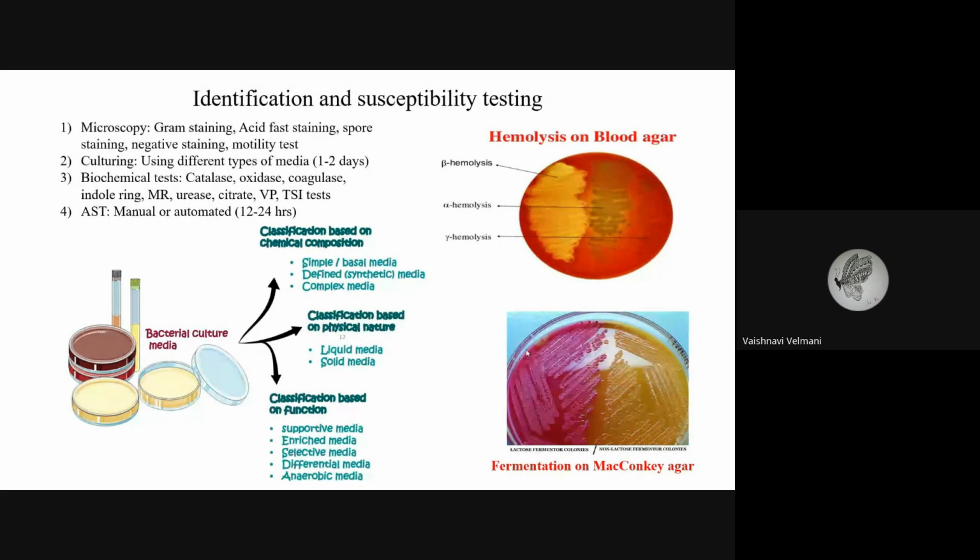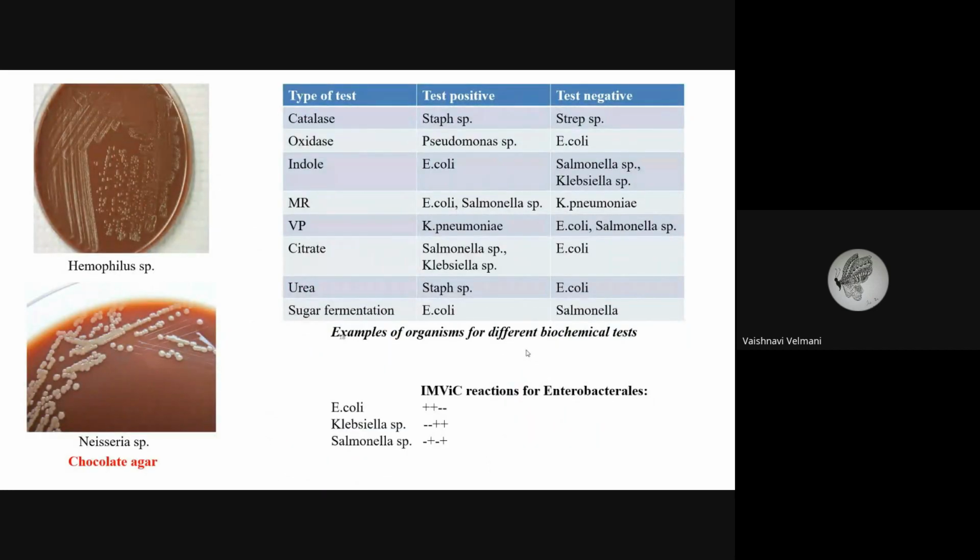MacConkey agar easily identifies the Gram-negative bacteria. It differentiates the lactose fermenter and non-lactose fermenter. So for non-lactose fermenters, we saw Stenotrophomonas maltophilia, which is a non-fermenter, and then Pseudomonas aeruginosa, etc. species. So moving on to the next. This is the chocolate agar, in which Haemophilus species and Neisseria species grow well. This is the difference which is seen in them.